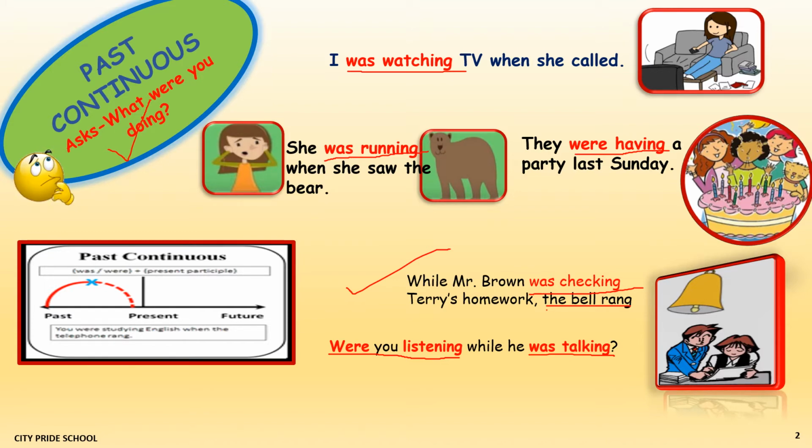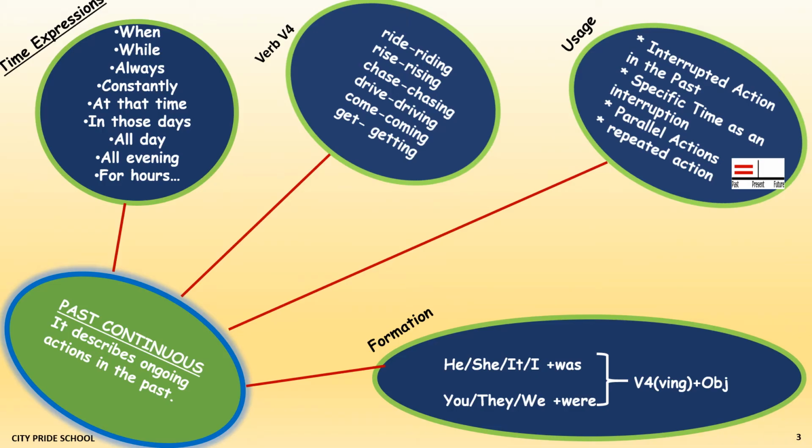Now talking about the timeline, as you can see, the action started in the past and this is the point of reference in time. At this point of time also the action continued and finished in the past. So past continuous includes actions which began in the past, were going on at a point in time in the past, and ended also in the past. Past continuous tense is used to describe an ongoing action, of course, in the past.